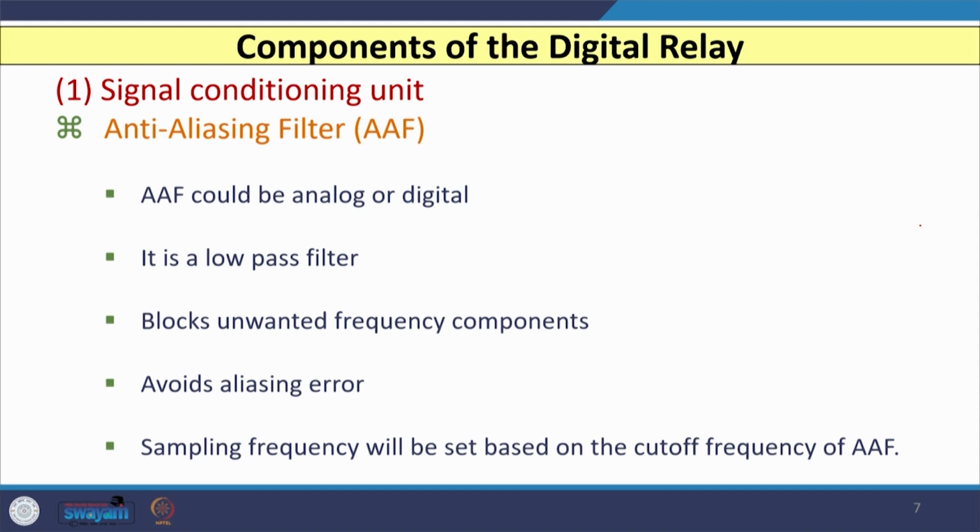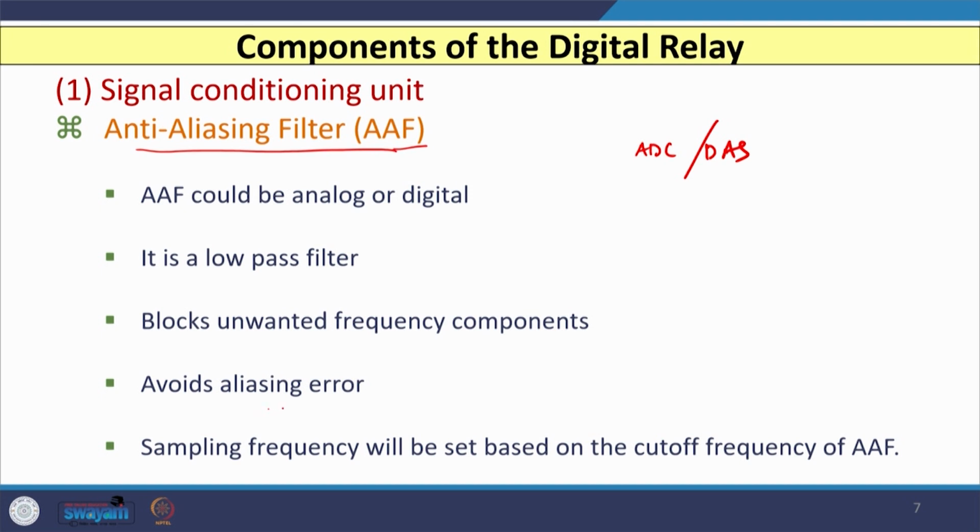The next component of the signal conditioning unit is known as the anti-aliasing filter. It is also known as AAF. The AAF can be either analog or digital, and it is normally a low pass filter. Whenever the ADC or data acquisition system acquires the voltage or current signal from the CT secondary or PT or CVT secondary, those signals also contain harmonics. So, the function of the anti-aliasing filter is to block the unwanted frequency components.